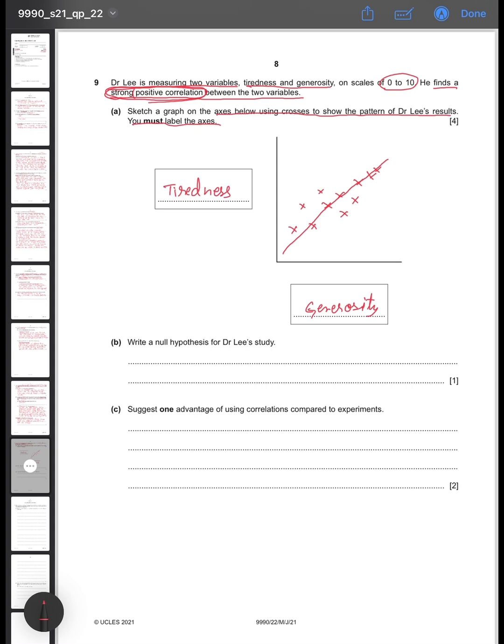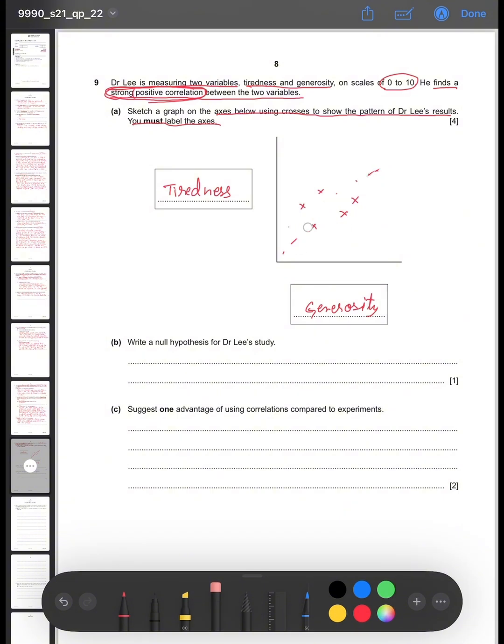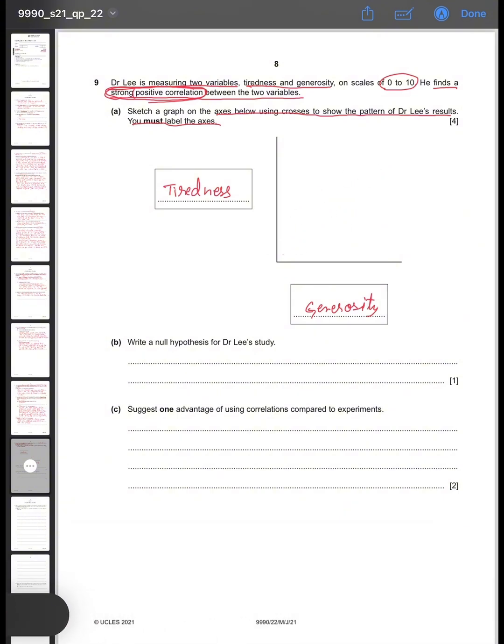And before making this line of best fit, you also need to mark the points. So 0, 1, 2, 3, 4, 5, 6, 7, 8, 9 and 10. Again 0, 1, 2, 3, 4, 5, 6, 7, 8, 9 and 10, and a line of best fit with crosses close to each other.